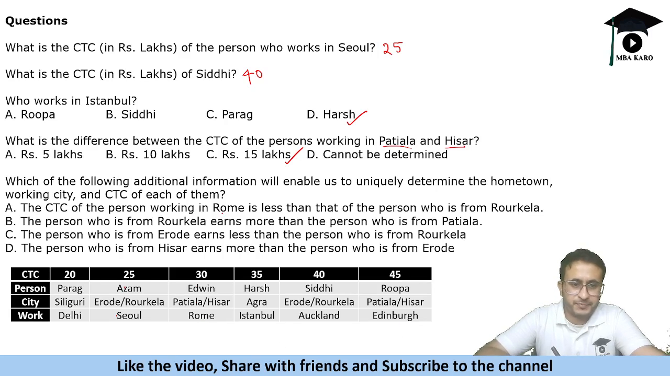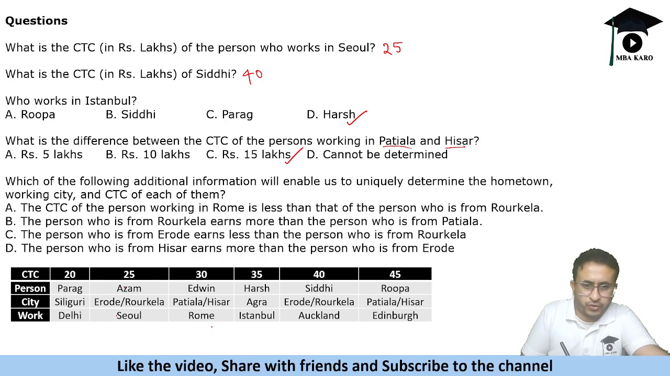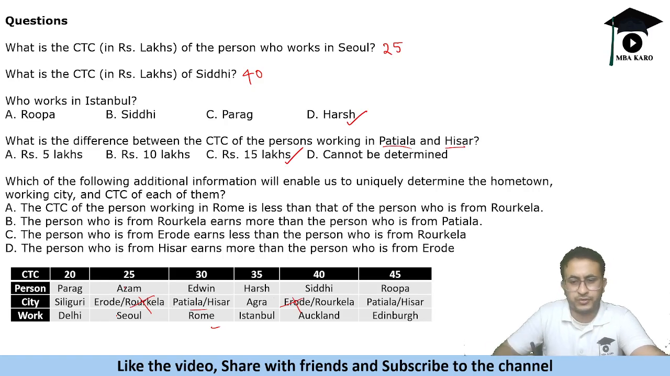Right? So we need to see that information which can help us determine each of these things uniquely. The CTC of the person working in Rome is less than those from Rourkela. Rome less than Rourkela. Does it help? So this will make us see that this is Rourkela. Okay. But it does not help in finding each of these uniquely because Patiala and Hisar still cannot be figured out. So this is not the answer.